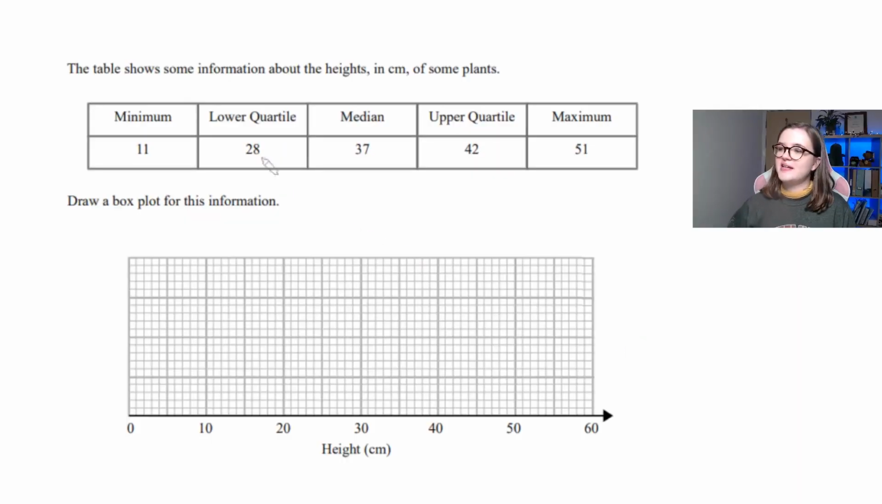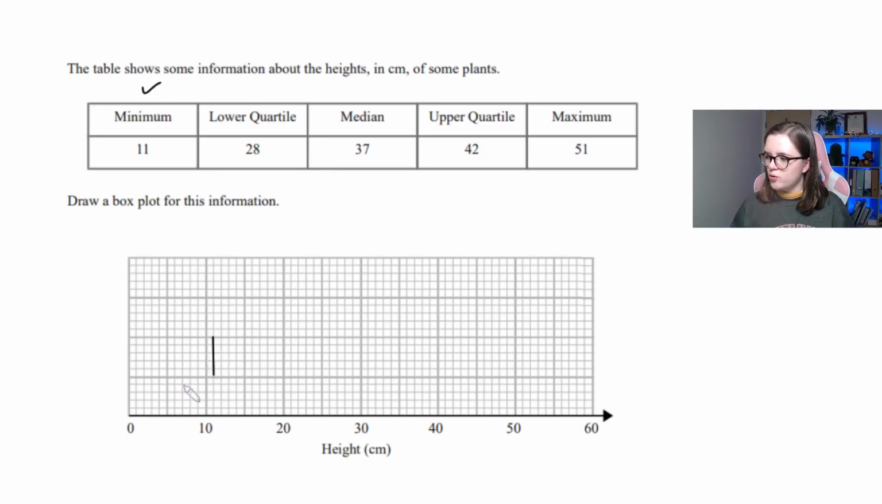Okay, first question then. The table shows some information about the heights in centimetres of some plants. We've got the minimum, lower quartile, median, upper quartile and maximum. So 5 lines on a box plot and conveniently 5 numbers in this table. So minimum is the first one we plot. So let's put that where 11 goes, which is here, 1 after 10. And the minimum is just the smallest, like the lowest height of all the plants. That's the minimum point, nice and self-explanatory.